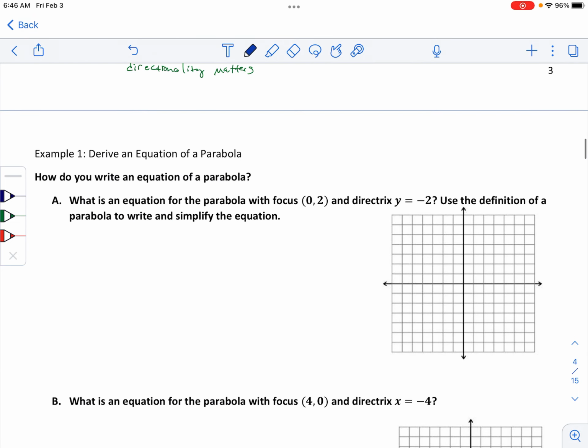So we're going to derive this equation. And the way that we're going to derive it is we are going to look at an example and talk about using the distance formula. It says to find the equation of a parabola when you have a focus at (0, 2). So we're just going to go ahead and mark that focus at (0, 2). And then it says our directrix is at y equals negative 2. So I'm going to go ahead and draw a line in at negative 2.